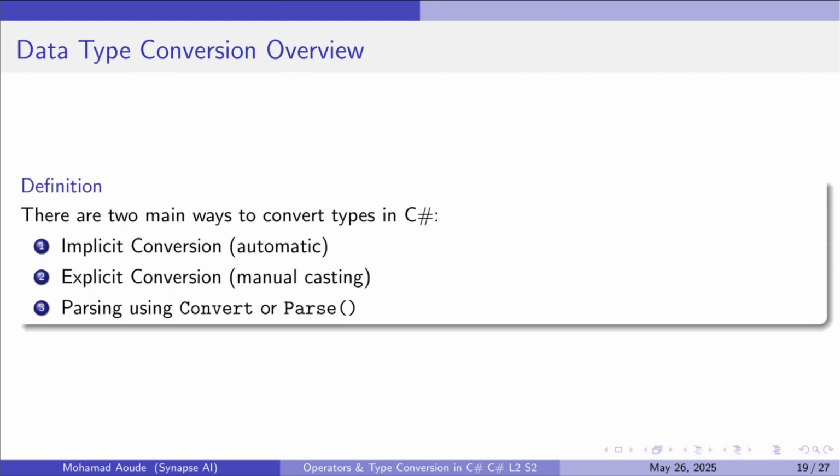In C# there are three main ways to convert between types: implicit conversion, done automatically by the compiler; explicit conversion, requiring a cast; and parsing strings to numbers using convert methods or parse functions.